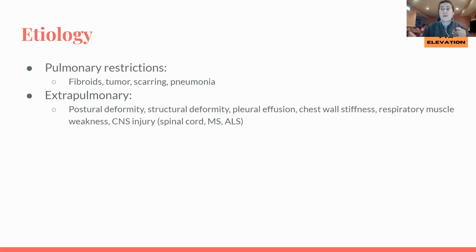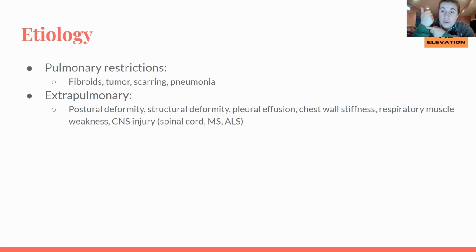Extrapulmonary causes, this is probably where the boards is going to lean, just because these are more PT intervention kind of things, more so than the doctors doing surgery and stuff like that. We're not really going to be surgically removing a tumor. So when it comes to the extrapulmonary etiology of a restrictive lung disease, this could be any sort of postural deformity. That could be involved with any sort of kyphosis or something like that, and even a little bit with the structural deformity as well, like scoliosis. The postural and structural deformities are the big things with those.